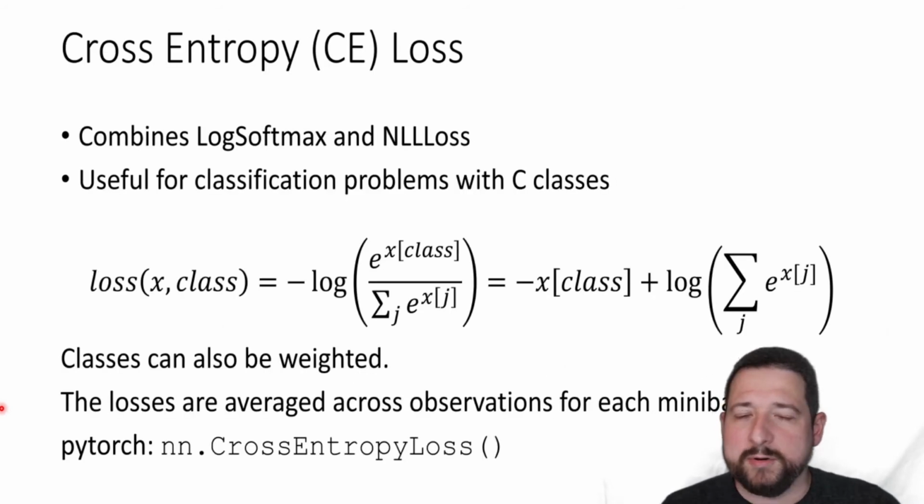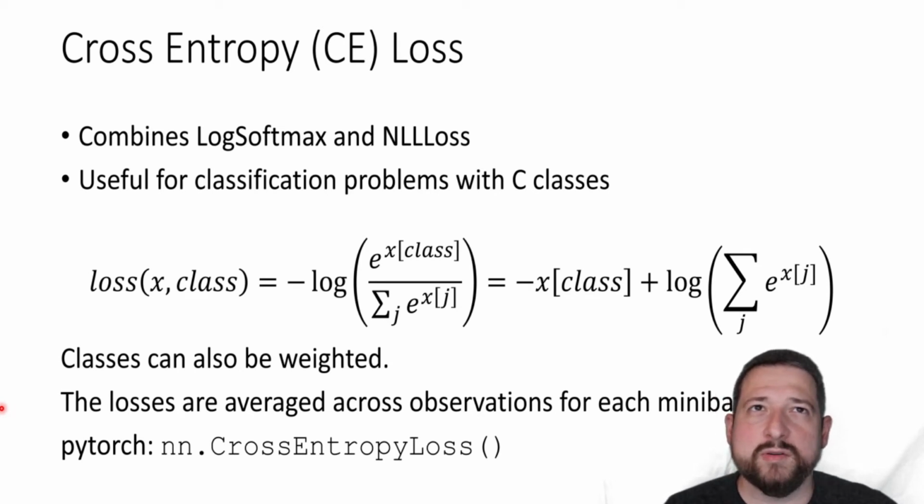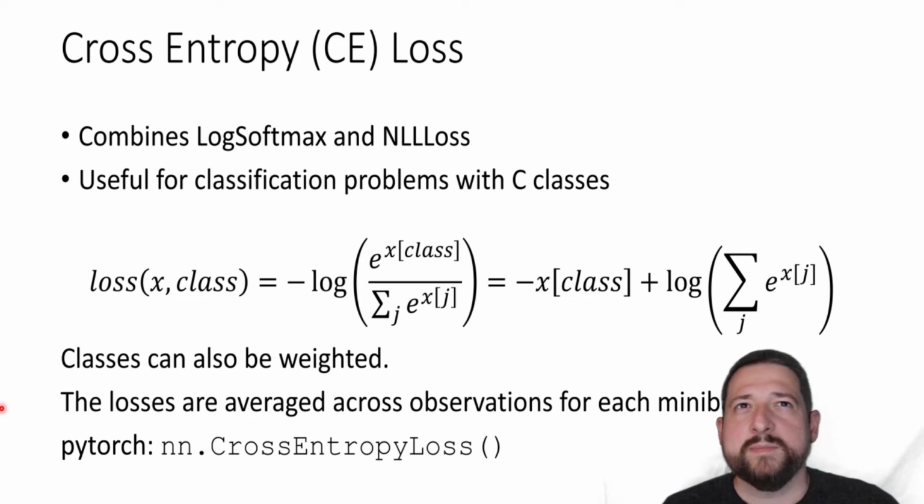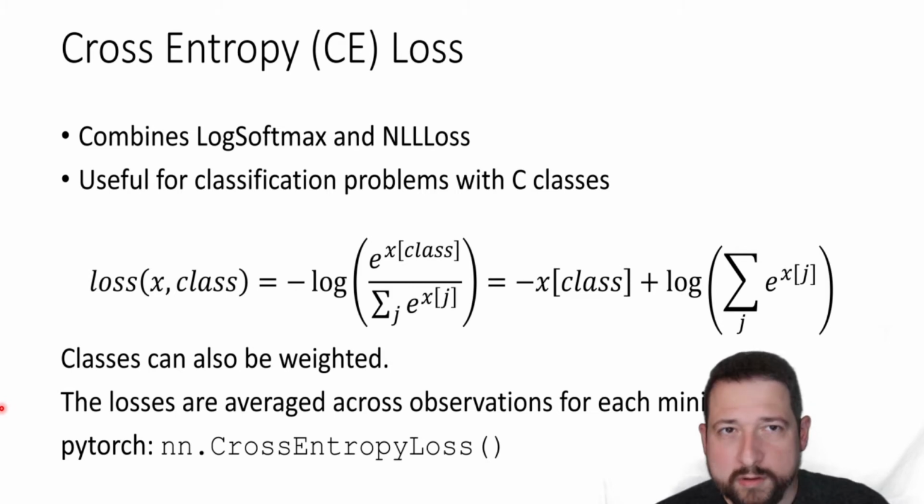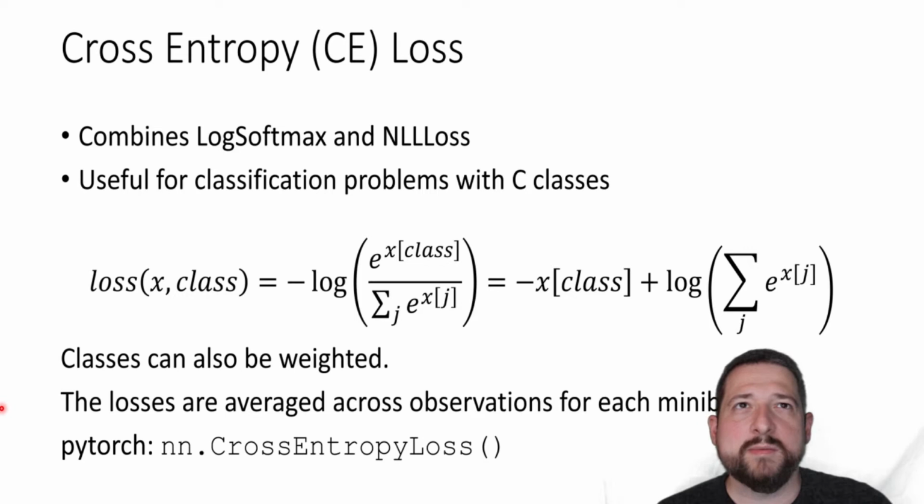A very popular and well-known loss for classification is the cross-entropy loss. It is relatively straightforward. It actually combines the log softmax and the negative log likelihood loss. So basically it says I have several weighted sums, I pass them through softmax, then take the log of those, and then I want to make the output of the log softmax as large as possible for the correct class.